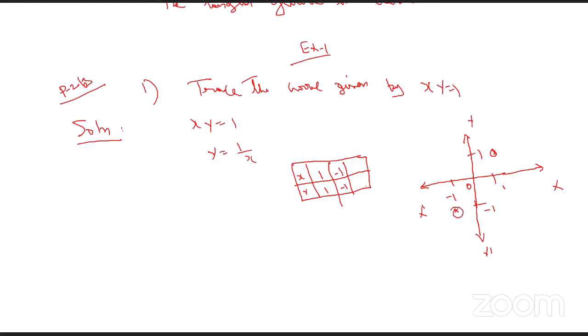That means the curve will go till infinity, like that. This is also like that. These are all called asymptotes. Till infinity it will move. Okay. Next.